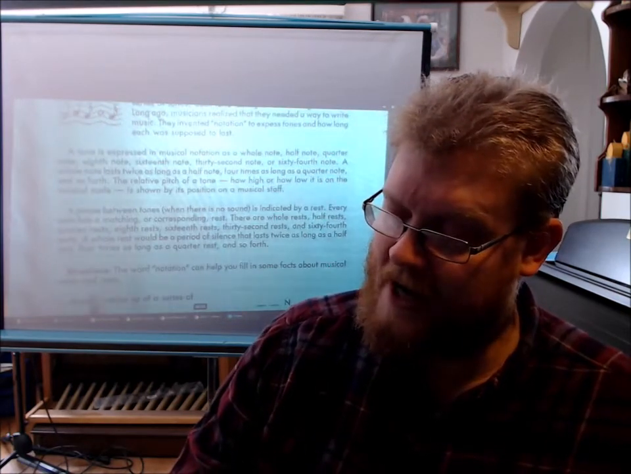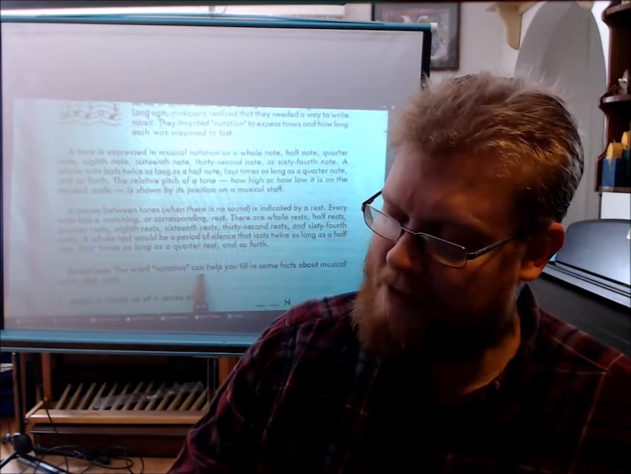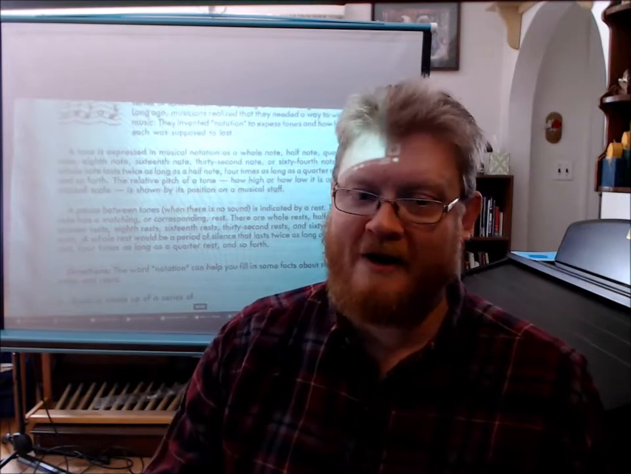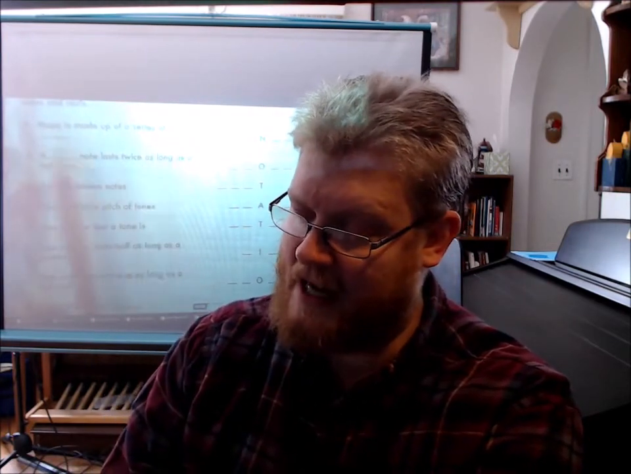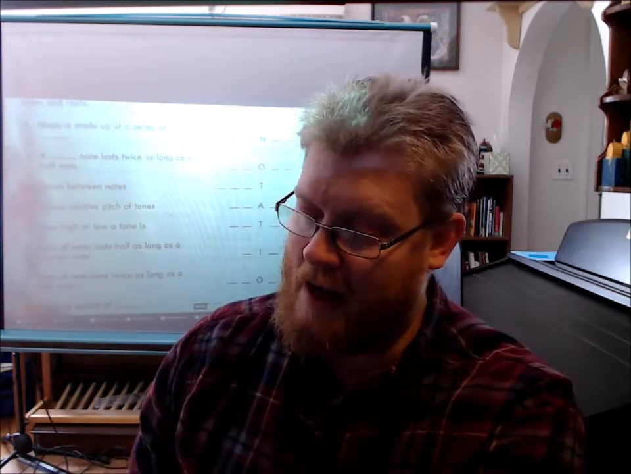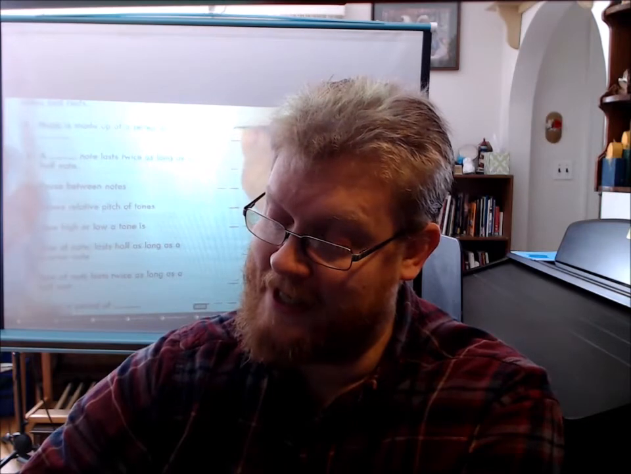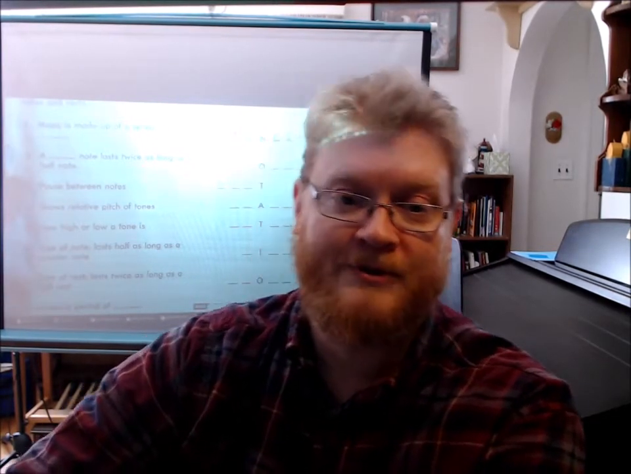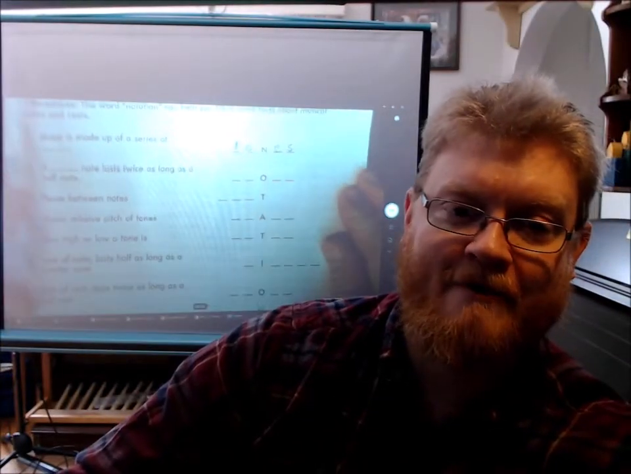Directions: the word notation can help you fill in some facts about notes and rests. All of this is in the reading we just did. Number 1, music is made up of a series of, you have 5 letters, blank, blank, N, blank, blank. I believe I saw the word tones in the reading. You can do uppercase or lowercase. T-O-N-E-S for tones. Music is made up of a series of tones.